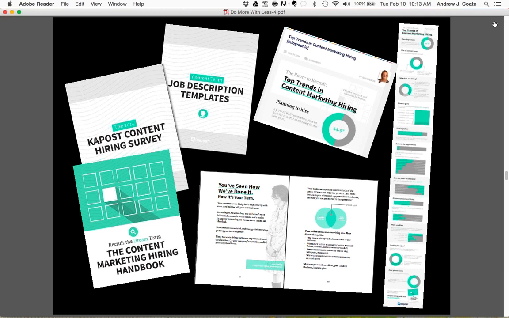So going deeper into this campaign, I'm going to show you how it starts to break out and what all of the different kinds of content looked like for us. As you can see in the bottom left there, that's the original. It's the Content Marketing Hiring Handbook, and it involved a lot of research. You can see there's a lot of charts, a lot of pretty things. We took a lot of those charts, turned that into a giant infographic, wrote a blog post about it.